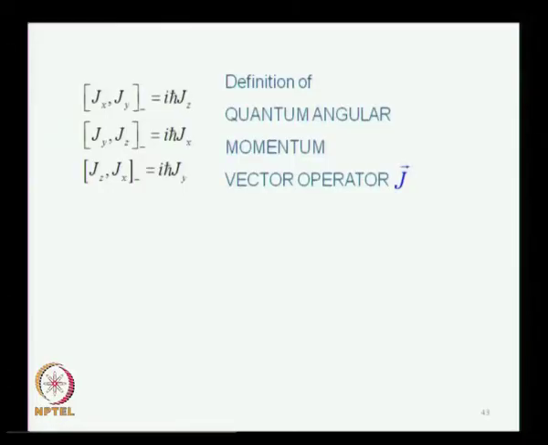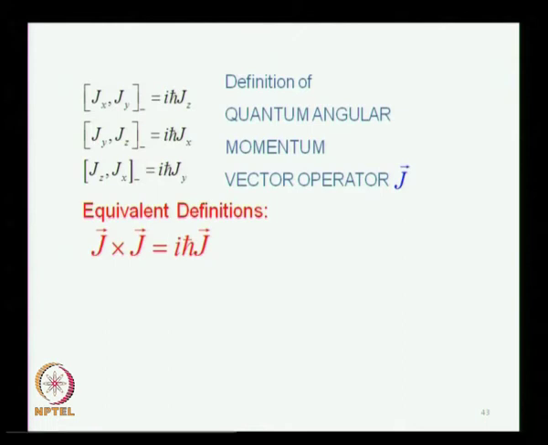Our definition of angular momentum now is the following: angular momentum is an operator in quantum mechanics, a vector operator, whose components follow the commutation rules in front of us, that [Jx, Jy] is equal to iħ Jz, and corresponding relations for JyJz and JzJx. This is the definition. There are other equivalent definitions, that the cross product of this operator with itself does not vanish. This is a completely non-classical result.